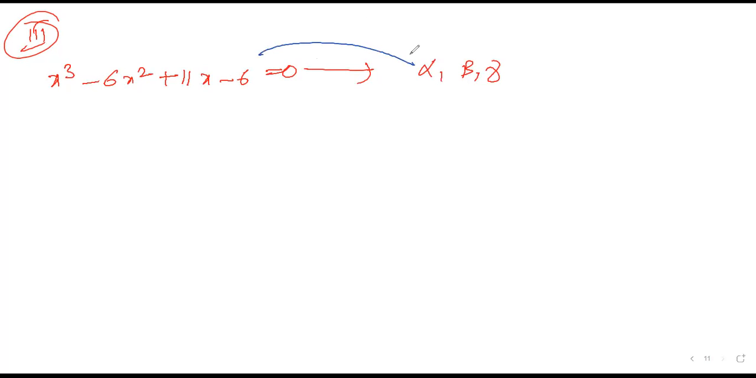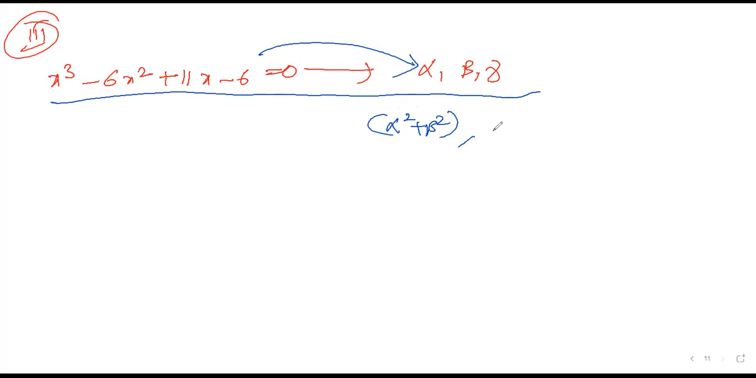The third bit question is simple. What is the question here? x³ − 6x² + 11x − 6 = 0, which has roots alpha, beta, gamma. Okay. Am I clear? They are asking the second question. I have the roots. What are the roots?